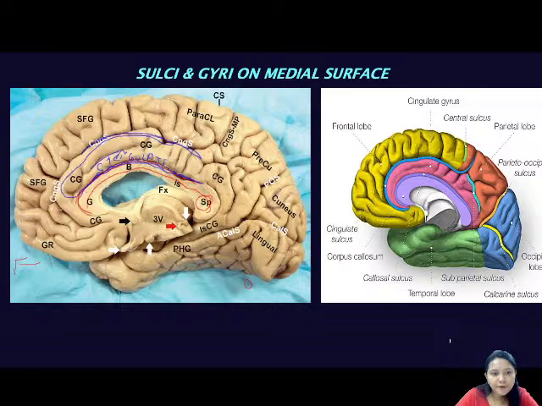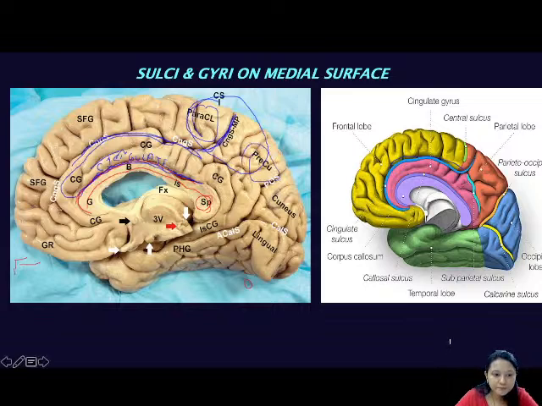So first of all, you can see the corpus callosum. It is lodged in the callosal sulcus. After that you have the cingulate gyrus and then you have the cingulate sulcus. Now the cingulate sulcus is sending a twig on the upper part, and it is dividing this area off as the paracentral lobule. This is the paracentral lobule, and behind this twig you have the precuneus.